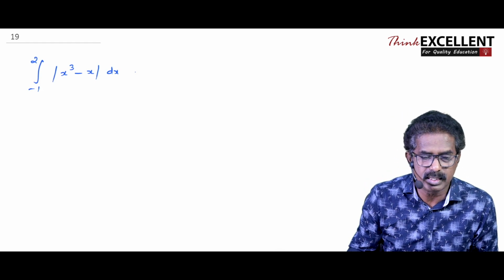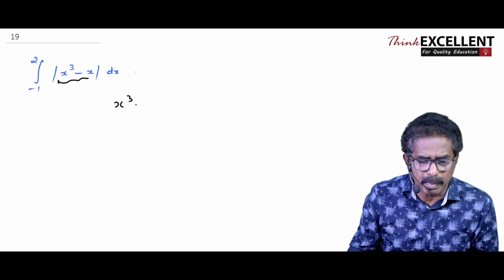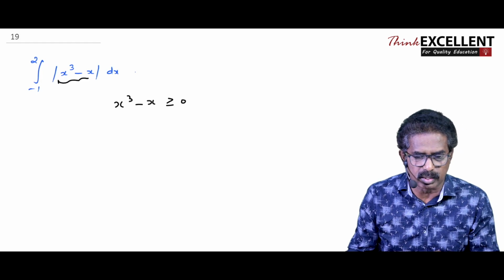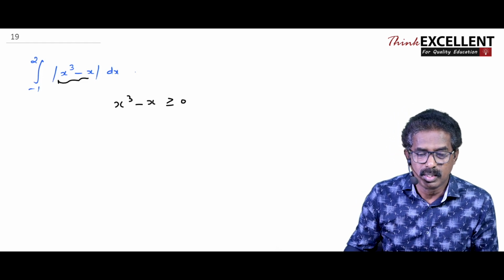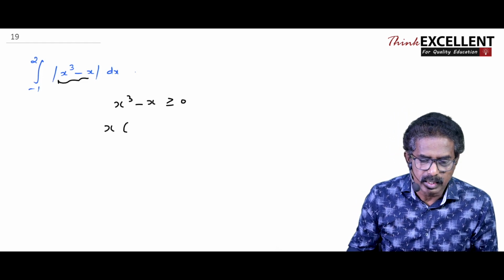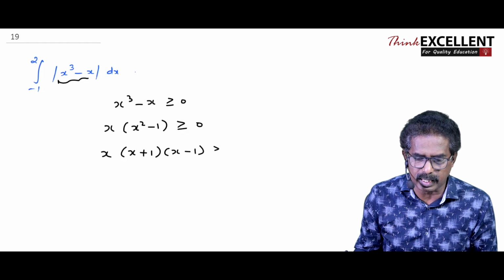So this is greater than or equal to 0, so x cube minus x is greater than or equal to 0. See how we are going to split this. It is very simple, but the calculation needs some skill. Take x outside: x square minus 1 greater than or equal to 0. Factorize it: x plus 1 into x minus 1 greater than or equal to 0.